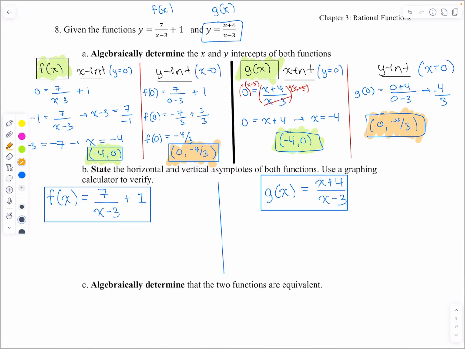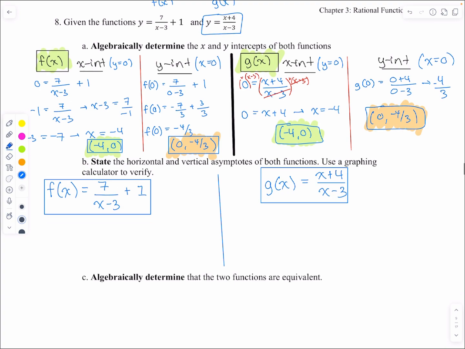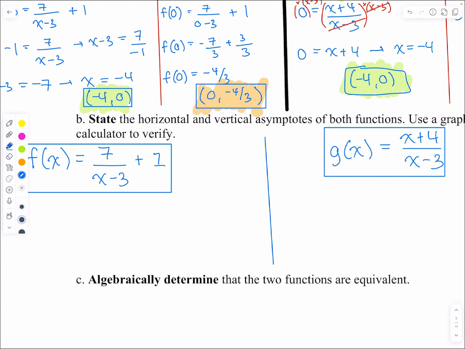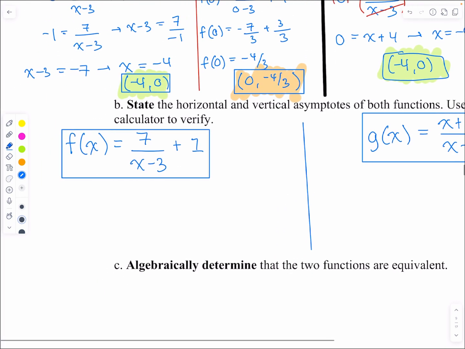The first thing I want to do here before we start looking at this is state the horizontal and vertical asymptotes on both functions. So I have the functions here below. I just want to take a look at f of x to start.